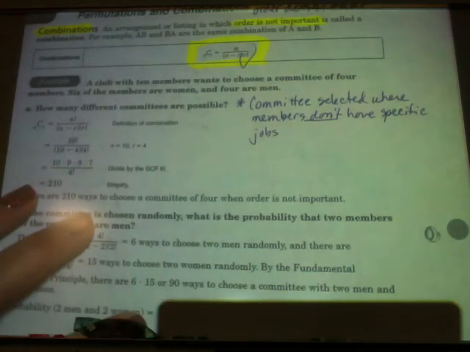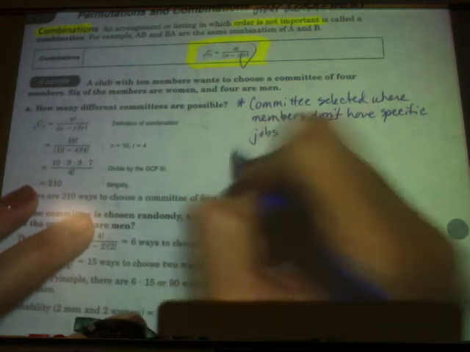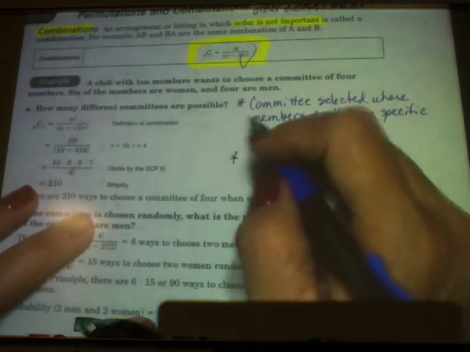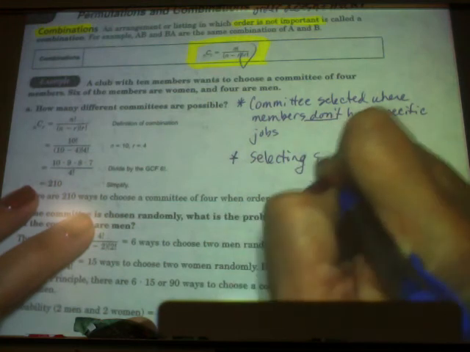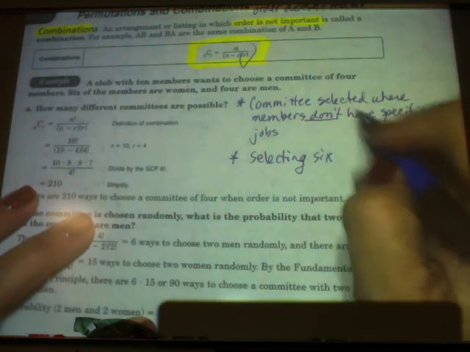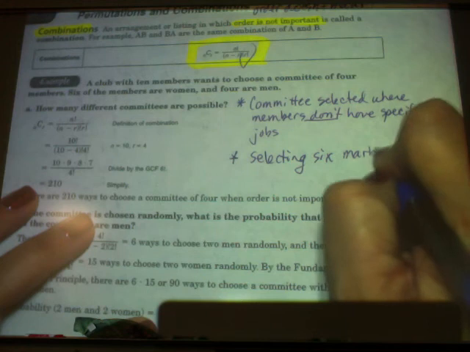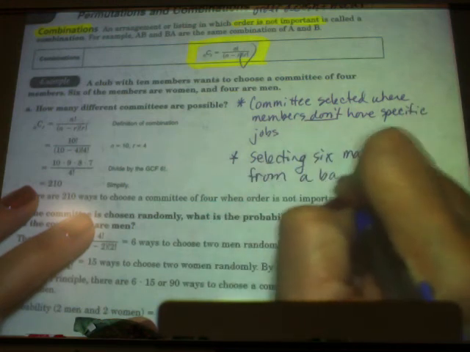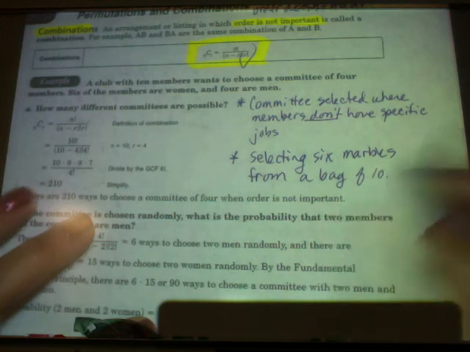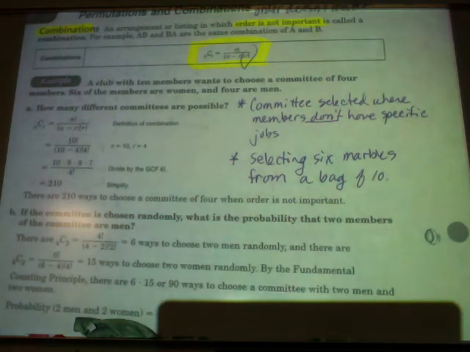And then what you're going to see in your homework a lot, and I kind of talked about this a little while ago, would be selecting 6 marbles from a bag of 10. I'm just going to pull out 6 marbles and look at them. Doesn't matter what color or design they are or how I rearrange them, it's the same group of marbles. Order doesn't matter.